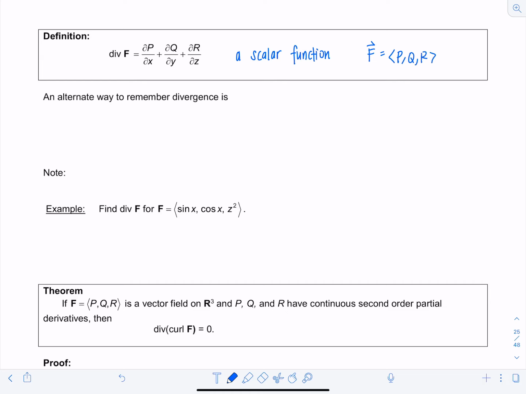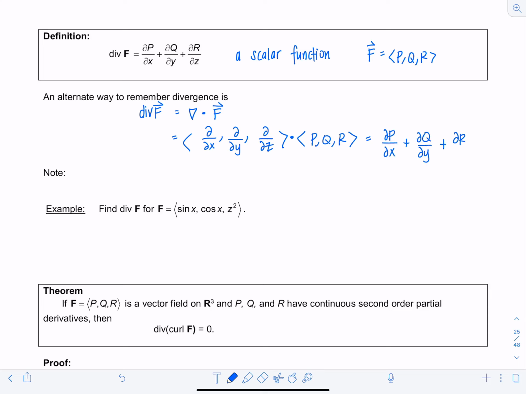And another way to remember the formula or definition for divergence is that the divergence of F is equal to your differential operator del dotted with your vector field F. Remember, our differential operator has components del del x, del del y, del del z, and then I dot that with F, P, Q, R. And so I'm going to end up with taking the dot product, del P del x, plus del Q del y, plus del R del z. Easy as that.